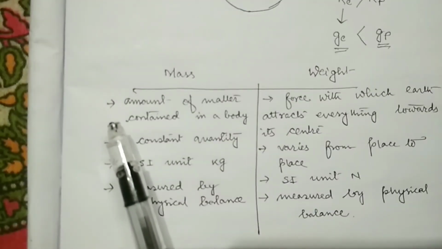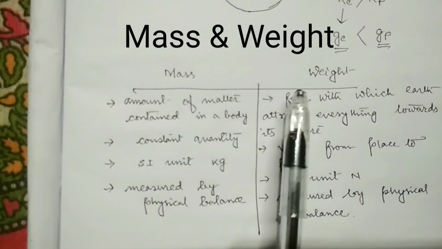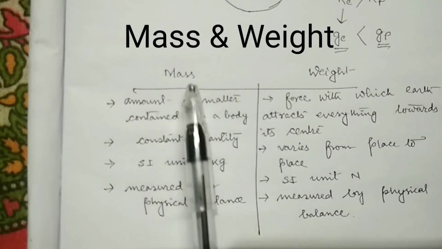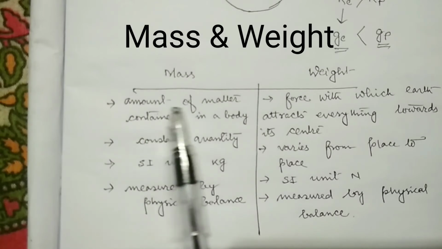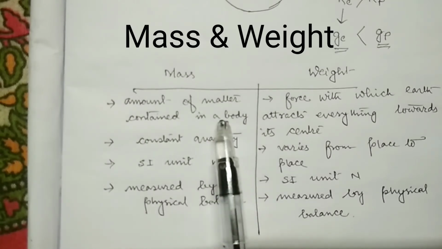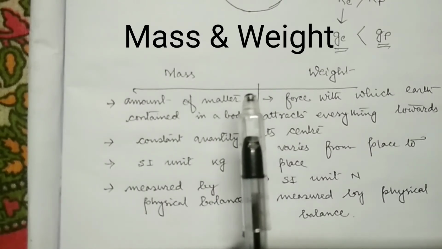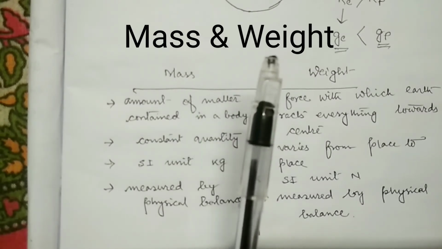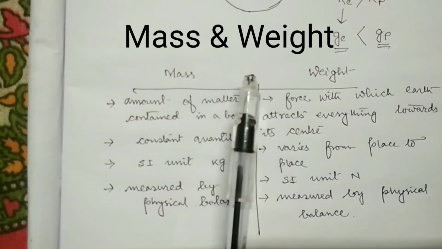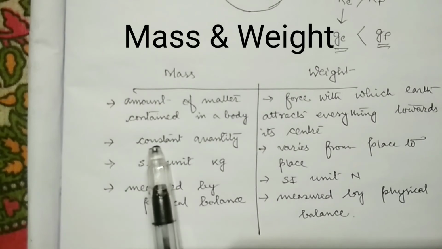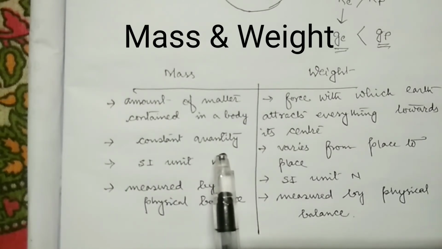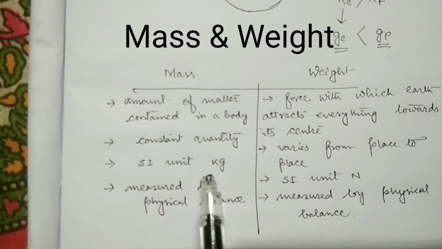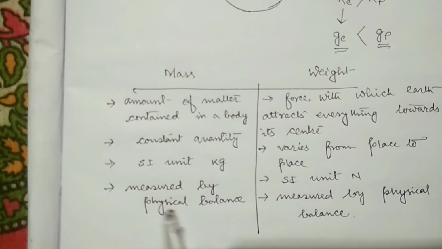The next topic that we are going to discuss is mass and weight. In case of mass, what is the definition of mass? It is the amount of matter contained in a body. That means if I say the number of particles in this pen, suppose, wherever you go, the number of particles will remain the same. That means it is a constant quantity. Whenever we say mass, its SI unit is kg, and it is measured by a physical balance.